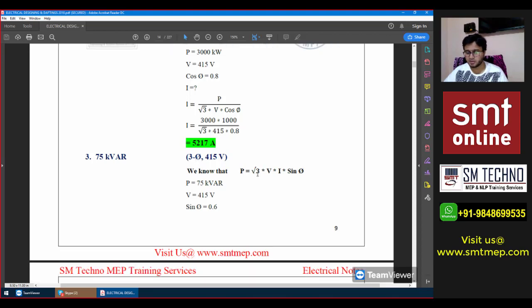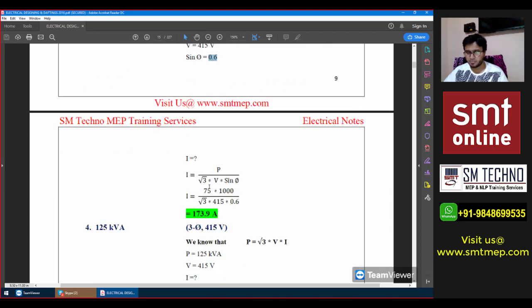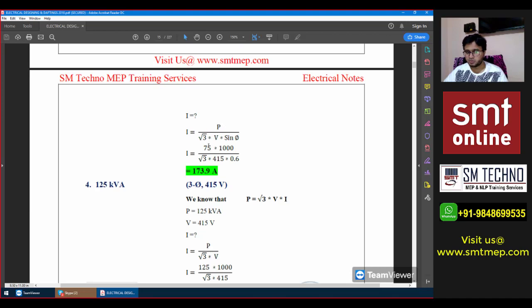Next is 75 kVAr. So 75 kVAr is nothing but P equal to root 3 VI sin phi. There will be no single phase formula over here. Directly we have P equal to root 3 VI sin phi. So P is 75 kVAr, V is 415, sin phi is 0.6. Why? Because the cos phi value is 0.8, previously we have seen. I equal to P by root 3 V sin phi, which gives you, when you substitute this, 173.9 amps. And I repeat, you will get this answer only when you use a scientific calculator. If you are using the mobile calculator or the computer calculator, you will not get the answer.